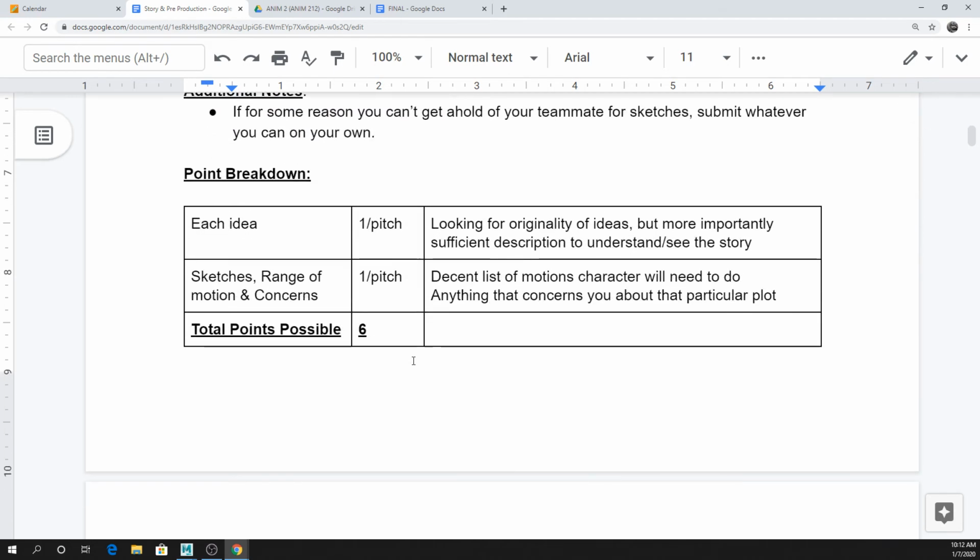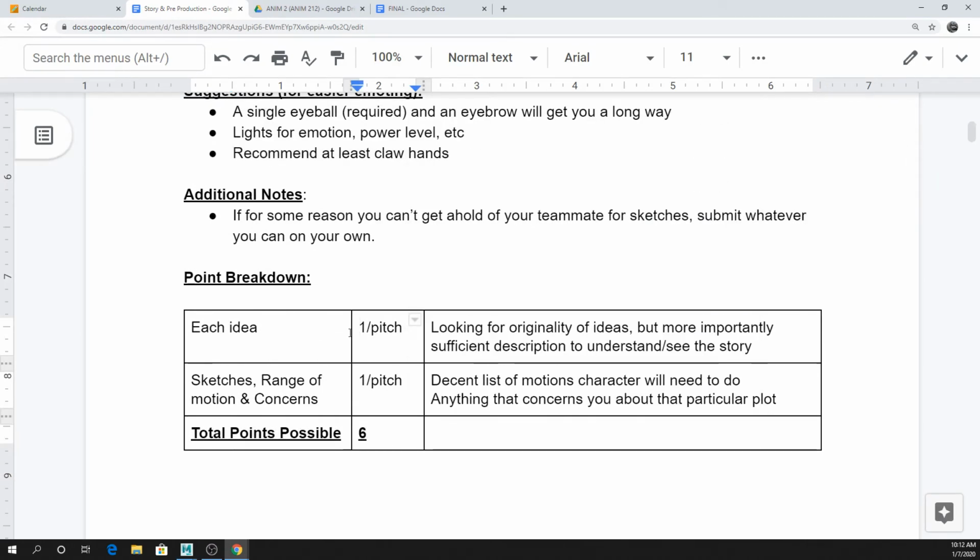So this is basically broken down. I'm grading each pitch separately, so 3 pitches worth 2 points each is 6 points total. You get 1 point for the idea itself, like how descriptive it was, how original the ideas are, and then 1 point for the sketches, list of range of motion and concerns for each of those ideas. So again, it should be a fairly straightforward assignment, hopefully.